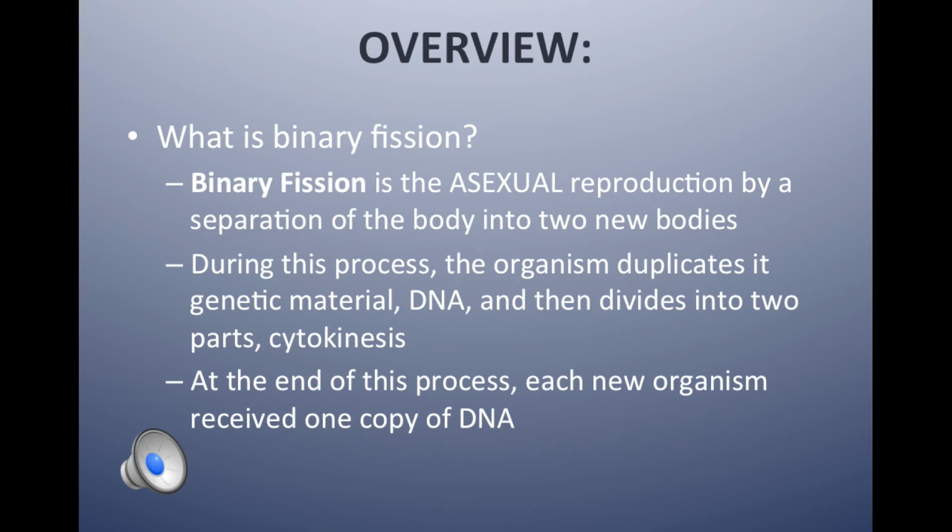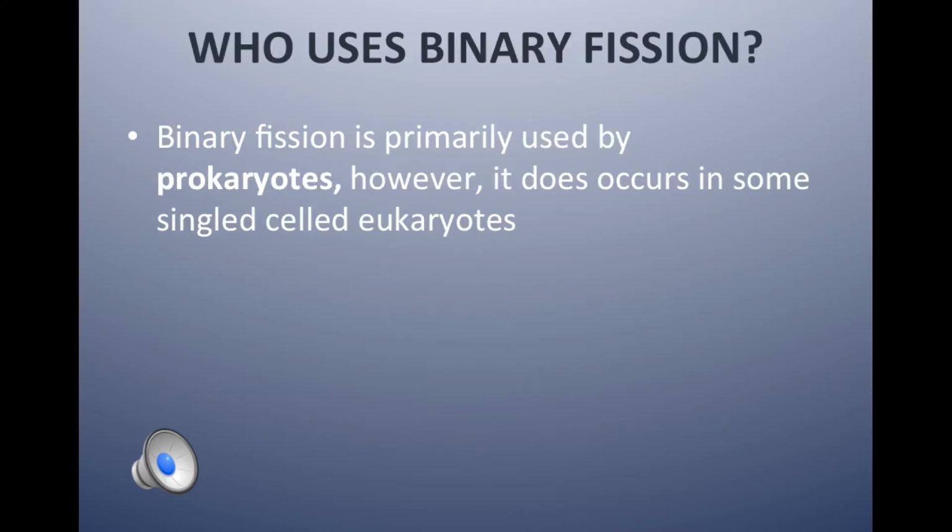Binary fission is the asexual reproduction by a separation of the body into two new bodies. During this process, the organism duplicates its genetic material, which is known as DNA, and then divides into two parts. At the end of this process, each new organism receives one copy of DNA. Each daughter cell is identical to the parent cell.